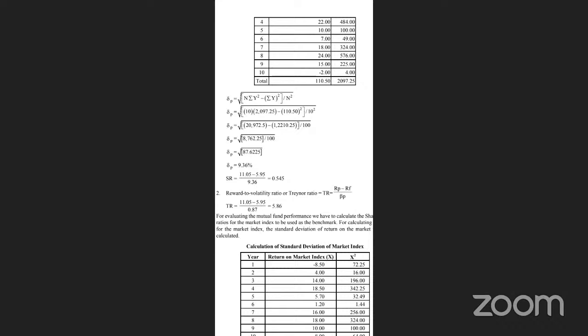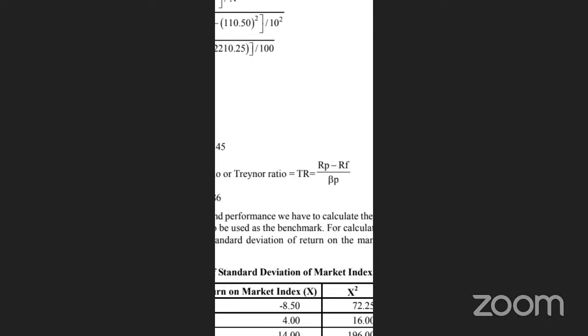In the same way, for the return on volatility ratio, or Treynor's ratio, the formula is RP minus RF divided by beta of portfolio. Here risk on portfolio we have to calculate, and here beta of portfolio we have to calculate. The return on market index they have given, and x square we need to calculate. The return on market is always indicated with x. So we simply square these: minus 8.5 square, 4 square, 14 square, 18.5 square. All these we need to calculate and apply for the risk on market square.